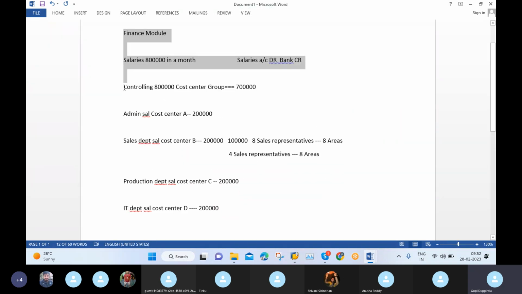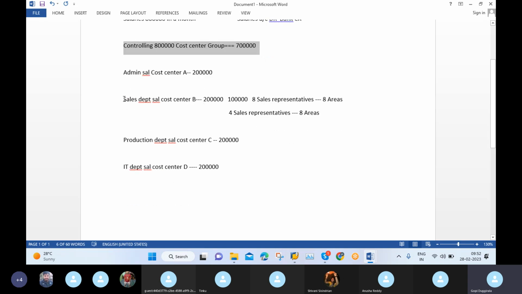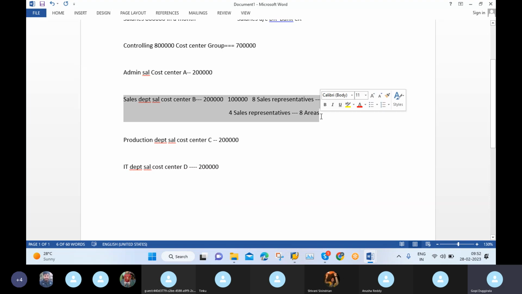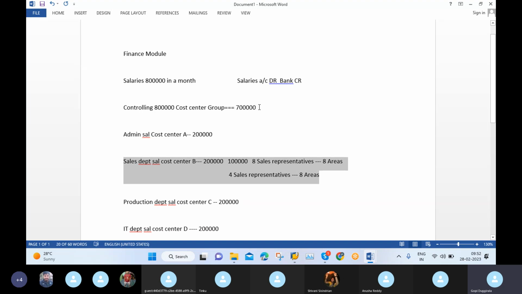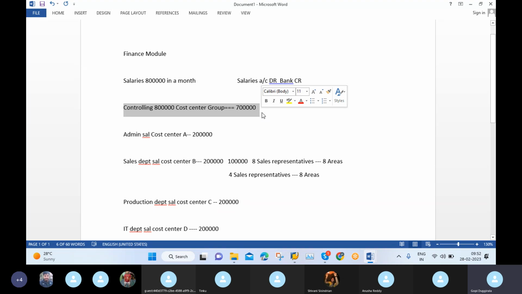But when it comes to the controlling module, if you observe this area, there is one loophole: our sales representatives are not working, or they have so much idle time. So I will remove 4 and continue with 4, and I will deduct 1 lakh from the salaries. So here I am saving 1 lakh in salaries. Am I correct or not? So this is the main importance of why we maintain the controlling module in SAP.